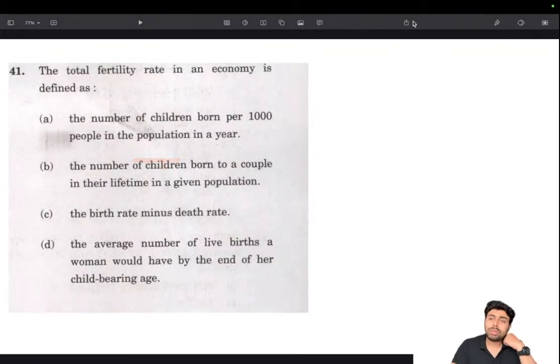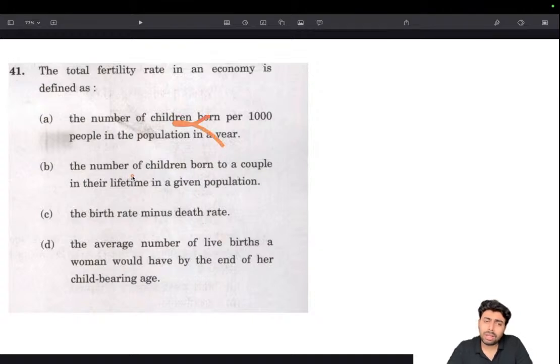Moving on, total fertility rate in an economy is defined as, I think you all know the answer. It's TFR. We have always been saying about TFR 2.2, replacement level, things like that. Number of children born per 1,000 people in population of year. Okay, even if you don't know, we'll try to apply some logic. The number of children born per 1,000 people in population in a year. That's basically birth rate.